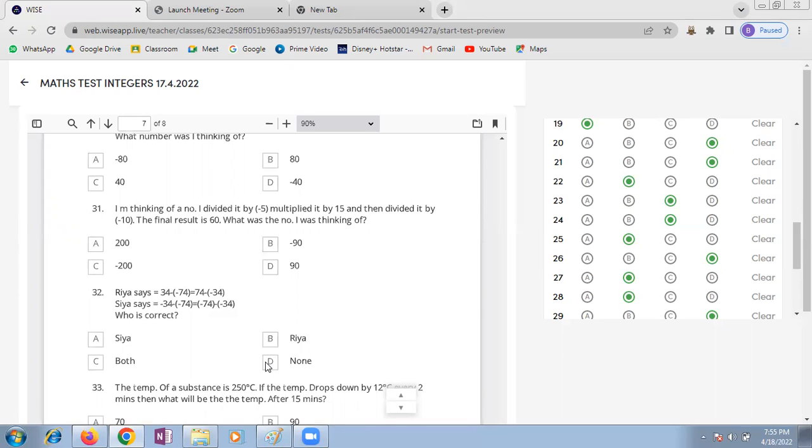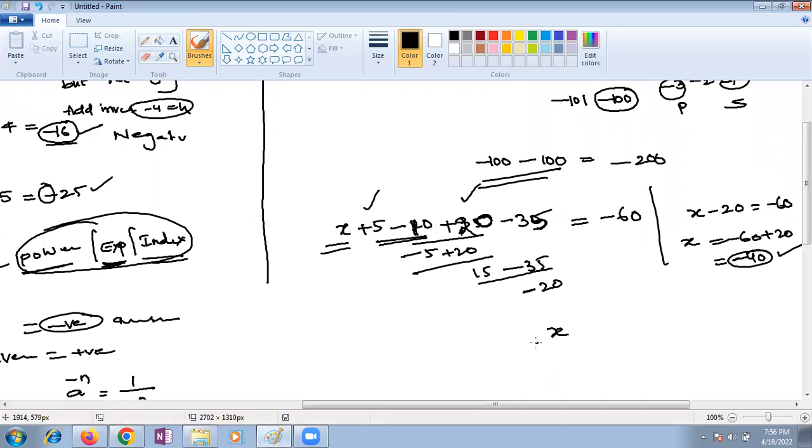Who is going to give this answer? Yes, Javali raised her hand. Ma'am, I took the number as x. Very good. I divided by minus 5, then multiplied by 15 and kept it in brackets, and divided by minus 10. Wonderful. Very good, Javali.